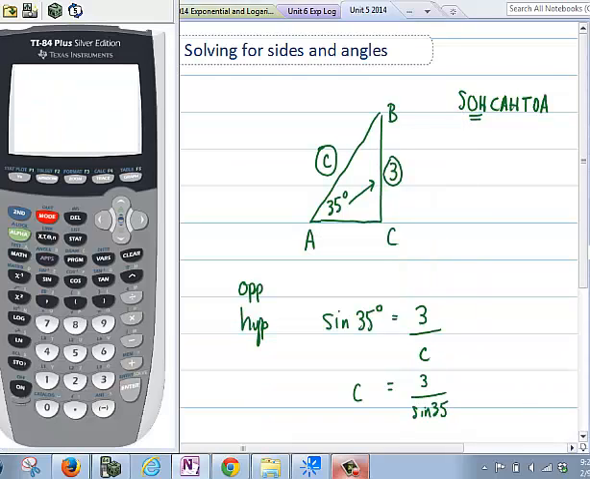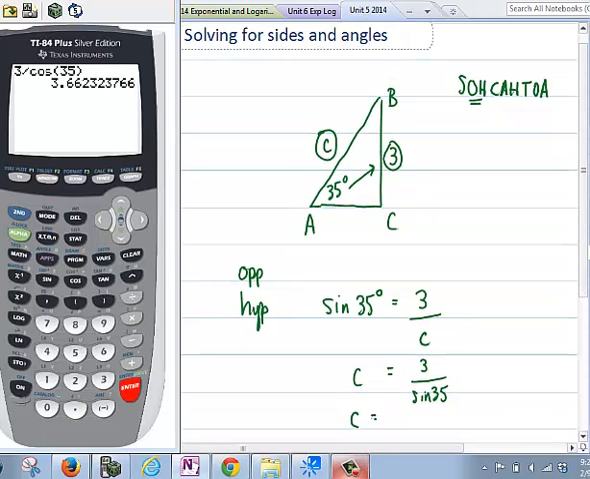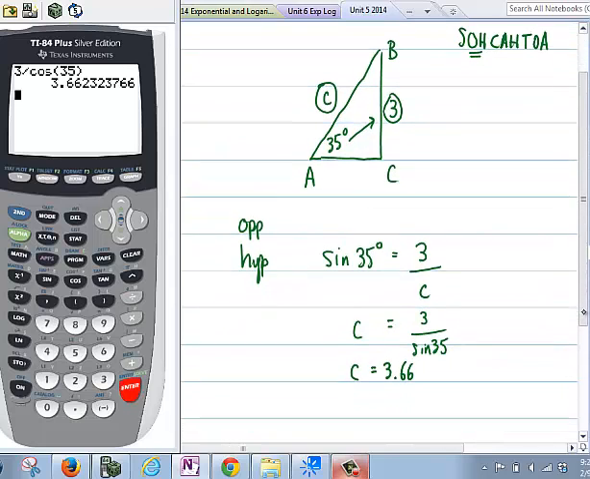Using the calculator, you just do 3 divided by the sine of 35, and you get the missing side to be 3.66. Moving on to our next question.